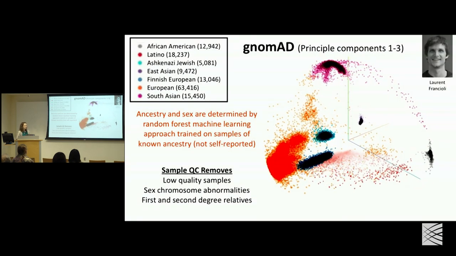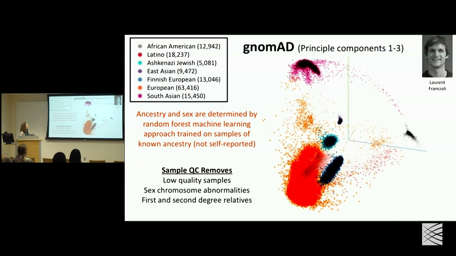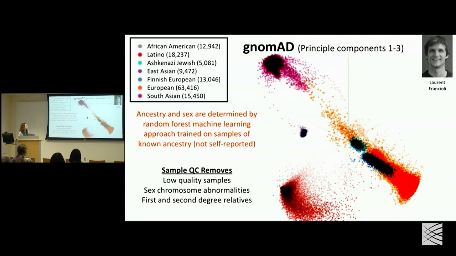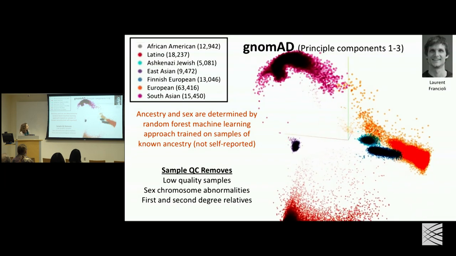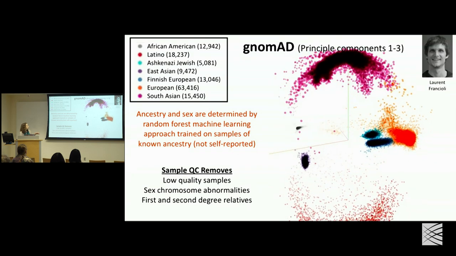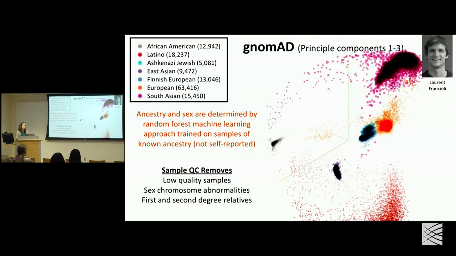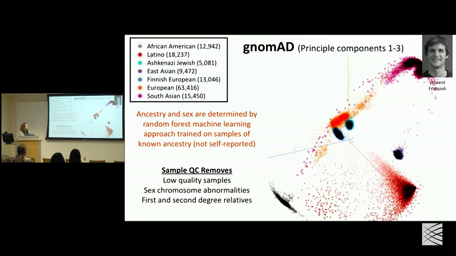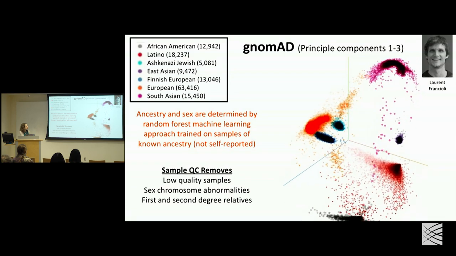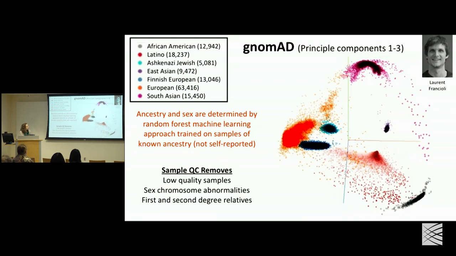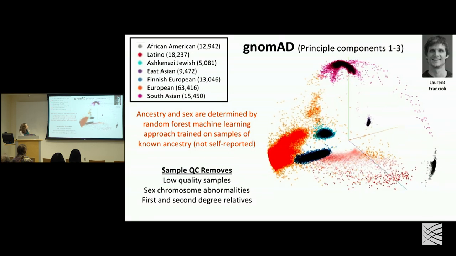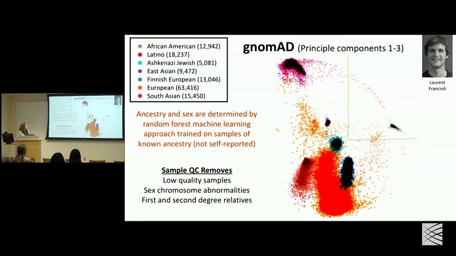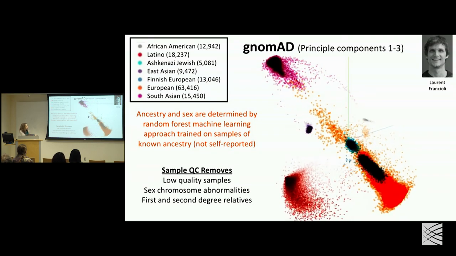This is how we determine ancestries. Laurent Francioli did this work. This is the principal component analysis that's showing you the different ancestry groups. This is done by a random forest machine learning approach, so we're not using self-reported ancestries; we're determining it from the genetic data. Here you have Europeans in orange over here, and the Finnish and Ashkenazi Jewish are the two blue samples that are nearby. We have the South Asian samples up here, the East Asian over here, the Latino down here, and the African over there.